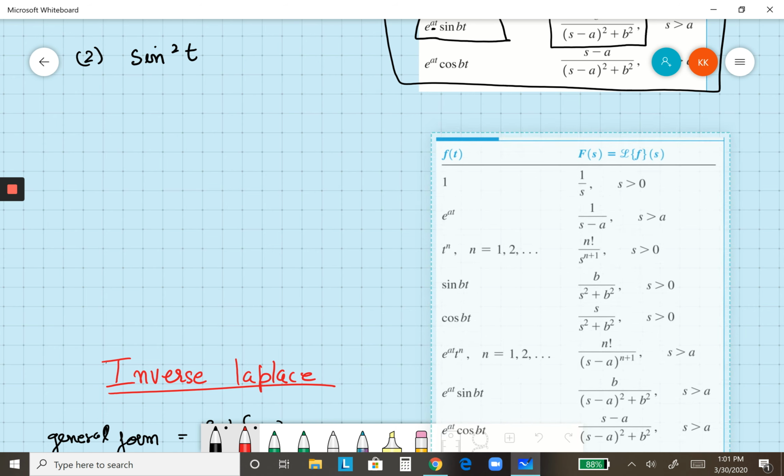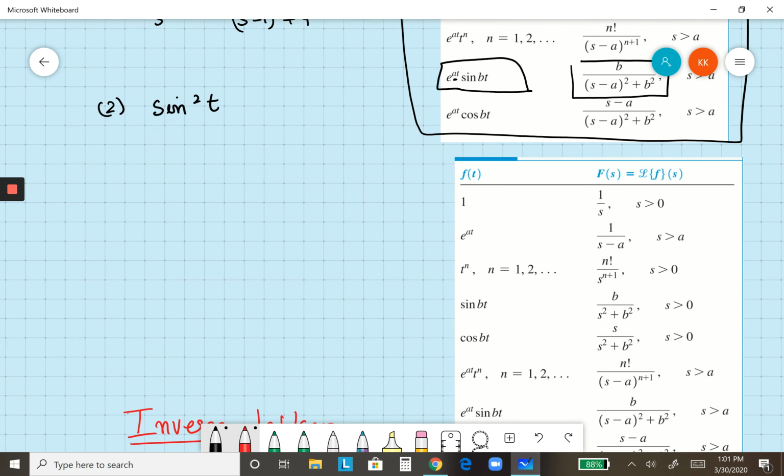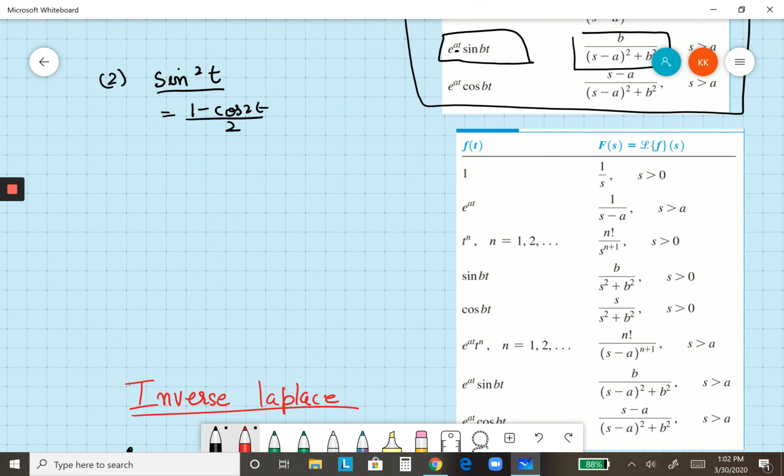Another problem using the Laplace transform is sine squared t. In this case, we have to use a trig identity, which is 1 minus cosine 2t over 2. So sine squared t can be written as 1 minus cosine 2t over 2. This is the trig identity. So we can take out the constant, which is 2. So it will be 1/2 Laplace of 1 minus cosine 2t.